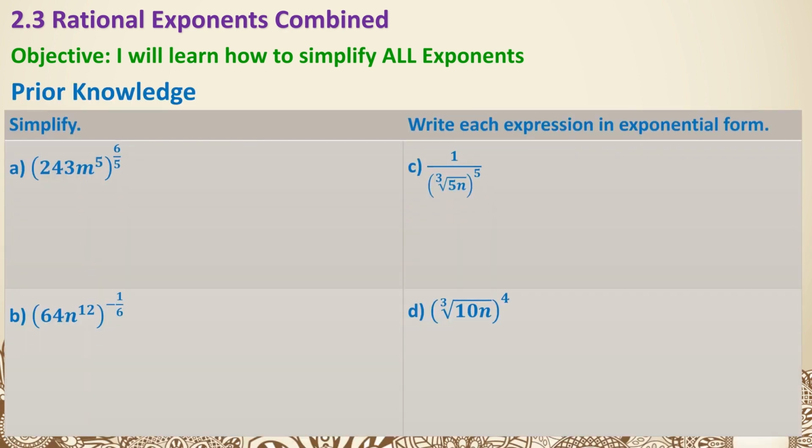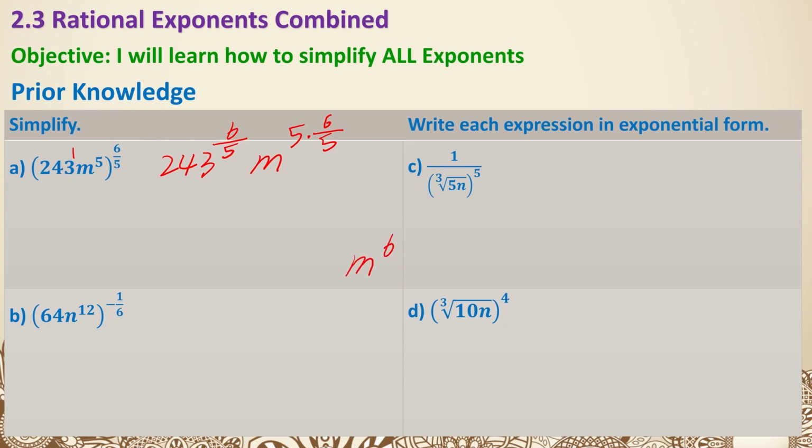Question A: whenever you have an exponent outside parentheses, we need to distribute. And that 243 still has a first power on top of it, so it also gets a 6 over 5 power. So 243 to the 6/5 power times m to the 5 times 6/5 power. This is simple, it's just going to become m to the 6th power.